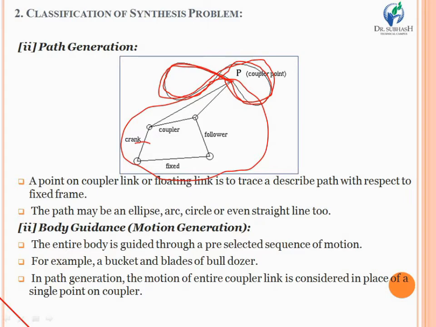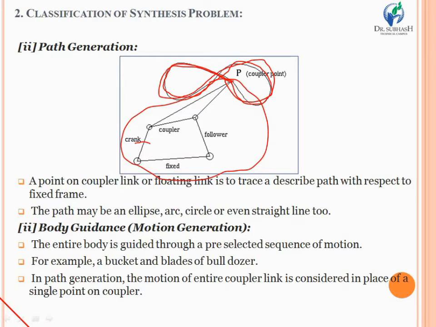As in case of path generation, we have selected a common contact point P, and as you are giving rotation to the crank, the P moves in some curved or elliptical path. But instead of selecting P as a contact point, if you are selecting the entire body of the mechanism and generating any kind of curve or profile, it will be known as body guidance, or the motion generation technique.